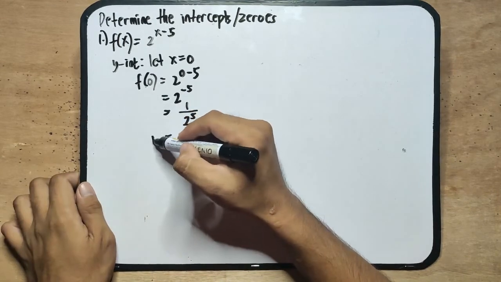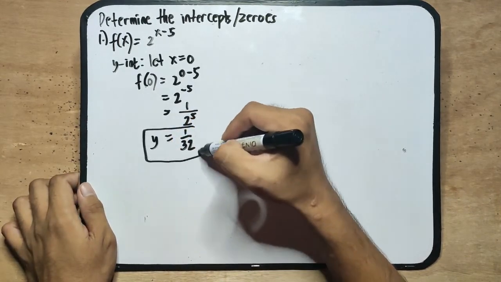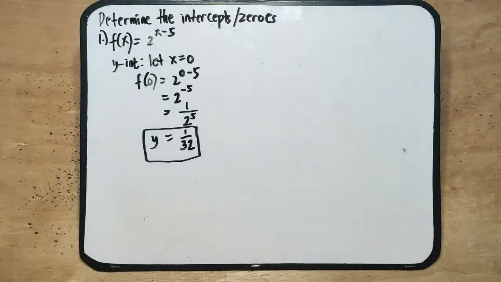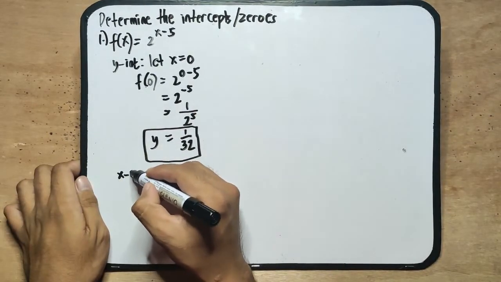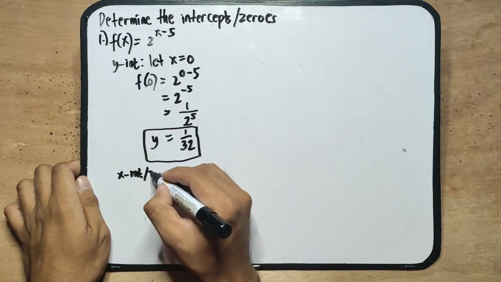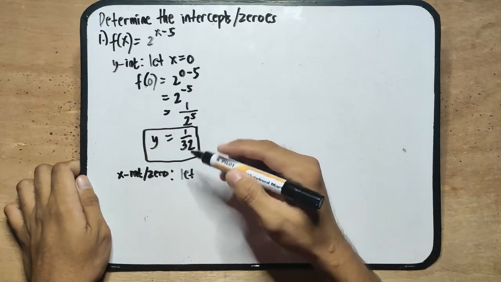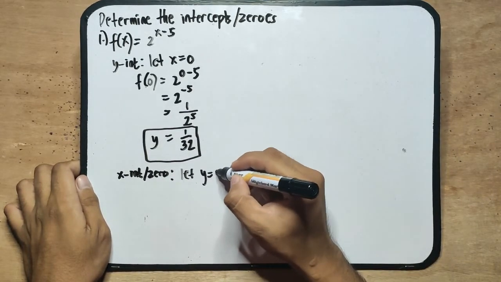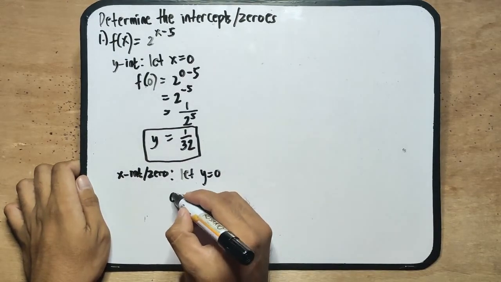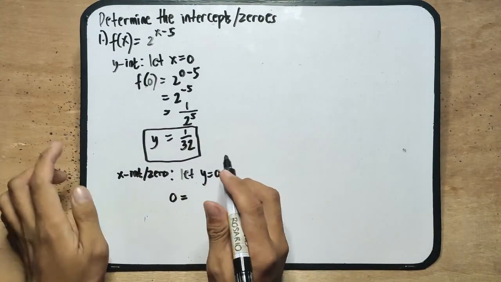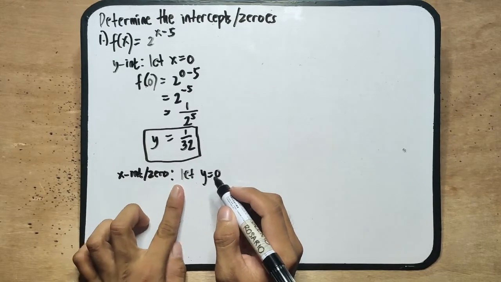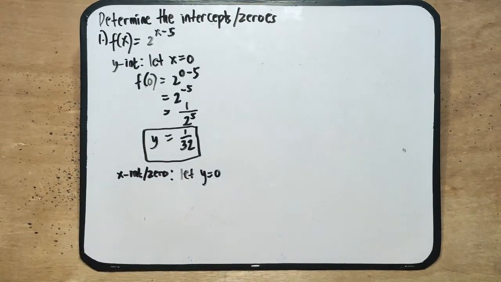Okay, so that is our y-intercept. So for us to solve for the x-intercept, or also the 0, we let y be equal to 0. So that will be 0 is equal to, so we let y be equal to 0.